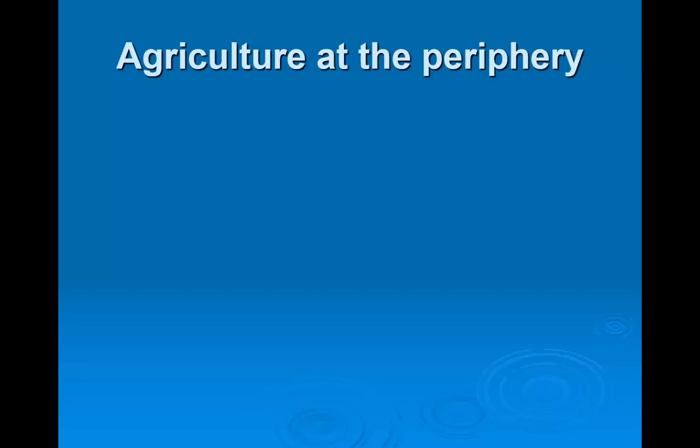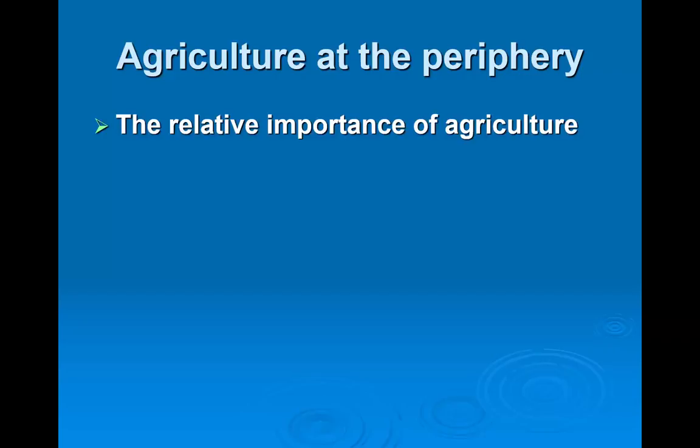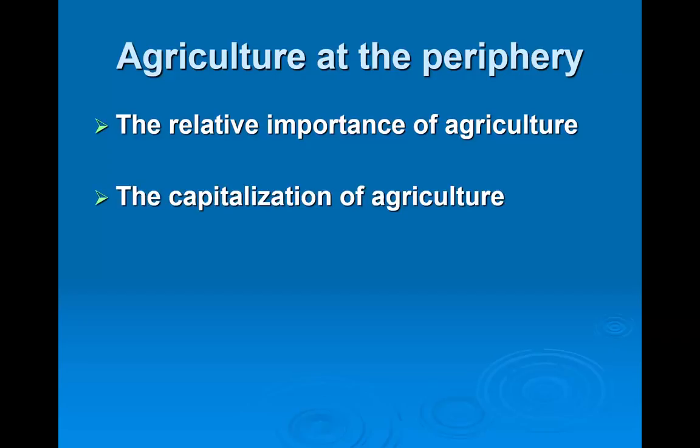Geography 507, Geography of the Global Economy, Module 11. We're going to start to look at agriculture at the periphery. We're going to focus on a discussion of its relative importance. Certainly there's a difference between the core and the periphery. And then pick up again on a theme we started before on how investment is affecting agriculture.